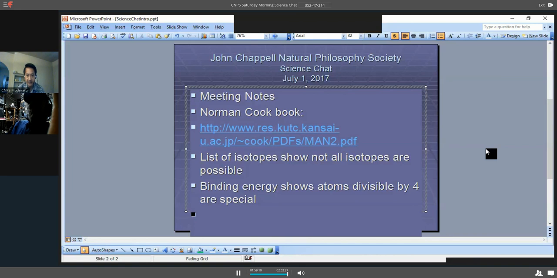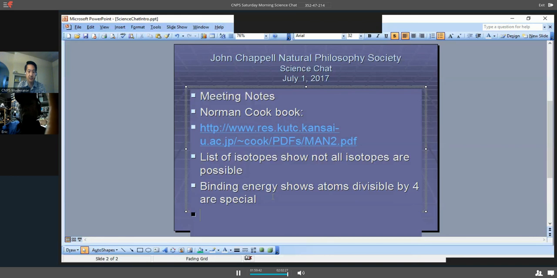Another thing that we saw in the data is that anything that's basically divisible by 4 seems special. So we have these alpha particles and helium nuclei, and we see lots of data, like the ionization energies, that all peak around these noble elements, right? There's something special about those things.